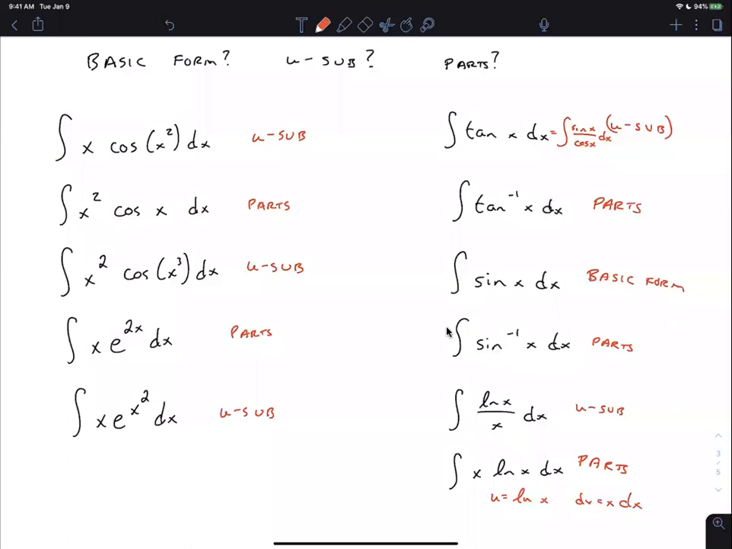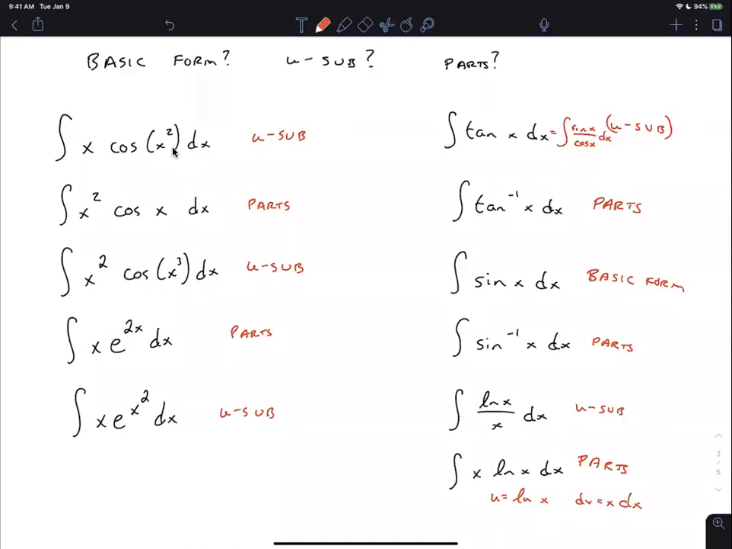It does work for inverse sine. It would work for inverse cosine, inverse tangent, all the inverse trig functions. Natural log x also works that way. But tangent probably doesn't work well with parts. You can try it, but it definitely works with U sub. There is overlap, so some problems you could do both ways. Just because we're saying U sub doesn't mean you couldn't work it out using parts.